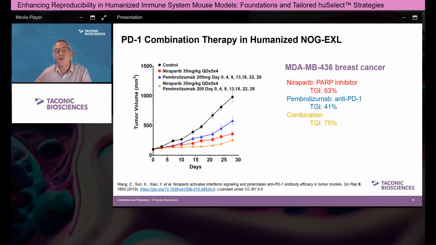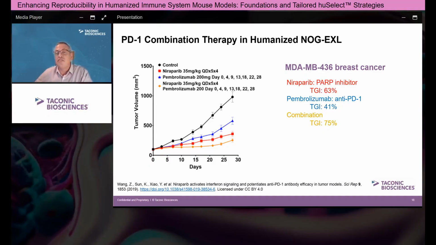Most importantly, this model can then also be used to study combination therapies. So this is an example comparing niraparib alone or in combination with pembrolizumab, again, in that same MDA-MB-436 breast cancer in humanized NOG-EXLs.